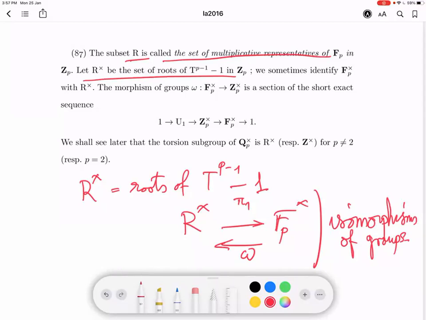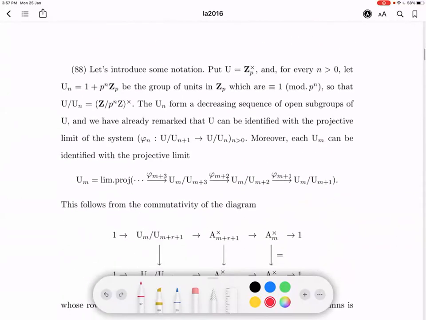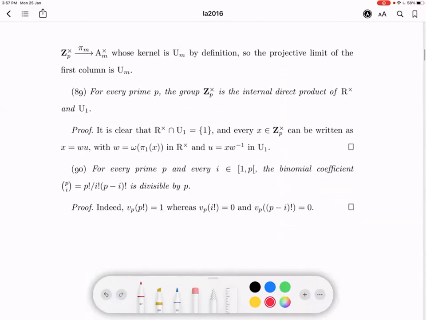Okay. So in other words, I have this short exact sequence, and this omega should not go all the way there. It should go from here to here. Omega is a section of this map. This map is pi 1 here, right? Okay. So now let me skip this because that's not very interesting.